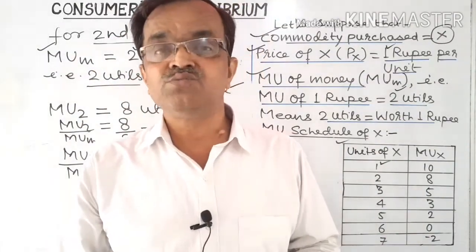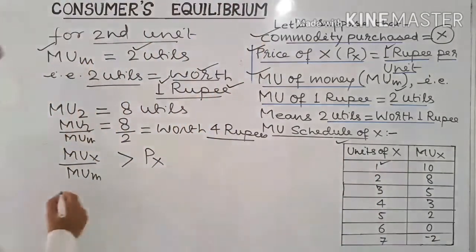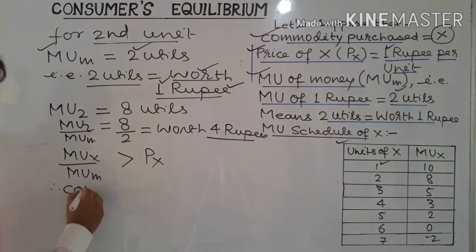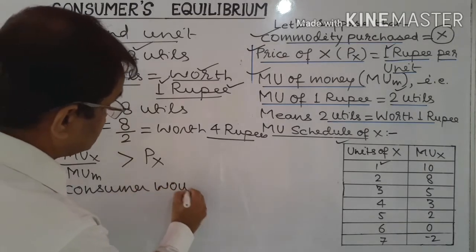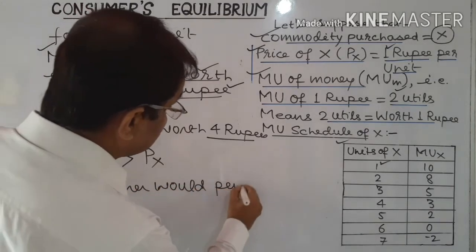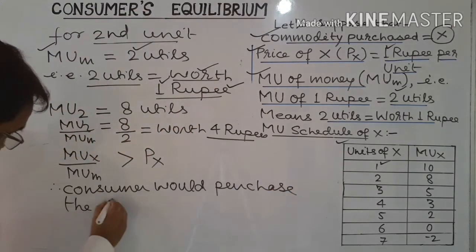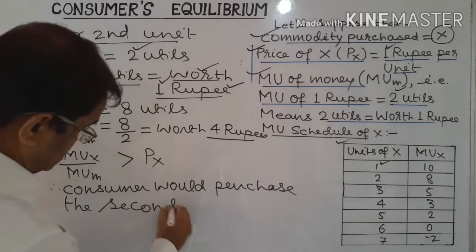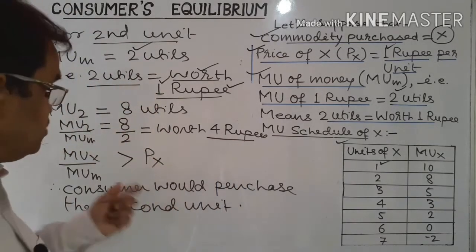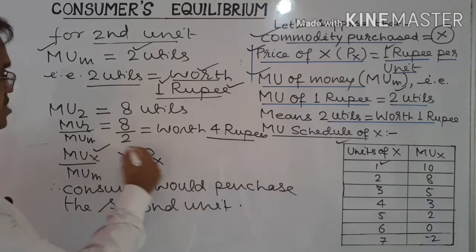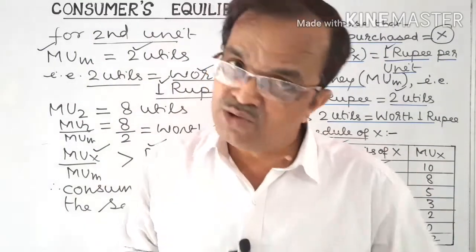देन द रेशनल कंज्यूमर वुड डू व्हाट टू? देन परचेज द सेकेंड यूनिट. एंड देयरफॉर द रीजन, डिसीजन क्या होगा कंज्यूमर का? कि कंज्यूमर वुड परचेज द सेकेंड यूनिट. This consumer takes the decision. How? Comparing these two, the satisfaction in terms of money with the price paid for that unit of the commodity.